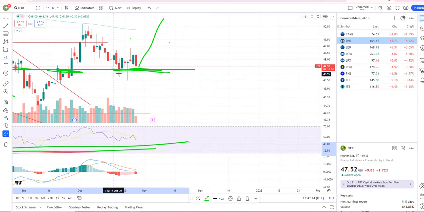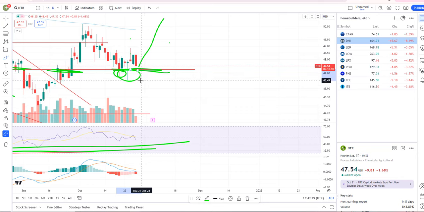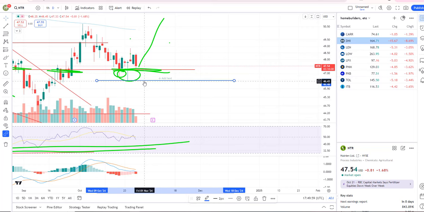You got to allow for little whips because you can see here, look, they whip it down just for the buyers to step in. So I'd probably put my stop, really, I would say a daily close below this 46.40 is probably the stop point. I think you stop out on a daily close below there.